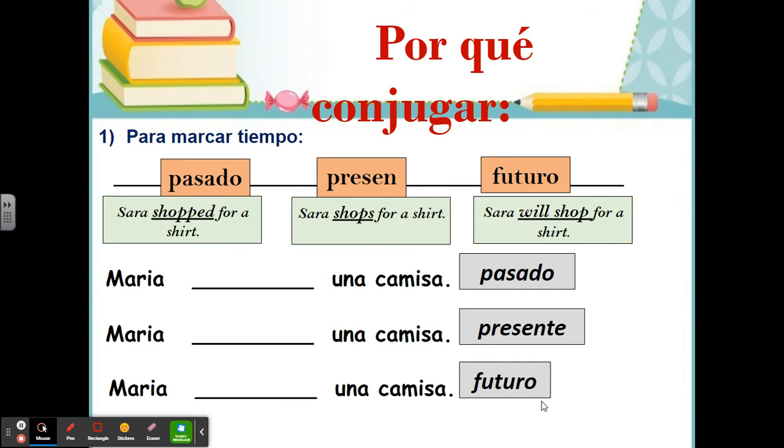Looking at this, let's look at those things in green. It says Sarah shopped for a shirt, Sarah shops for a shirt. You have Sarah, and then you have for a shirt. That structure is the same. But when you look at the way shop is spelled, you have the past, you have the present, and you have the future. If I say shopped, most things in English, you add an ED, it's the past, the present is what it is, and the future will probably have a word like will.